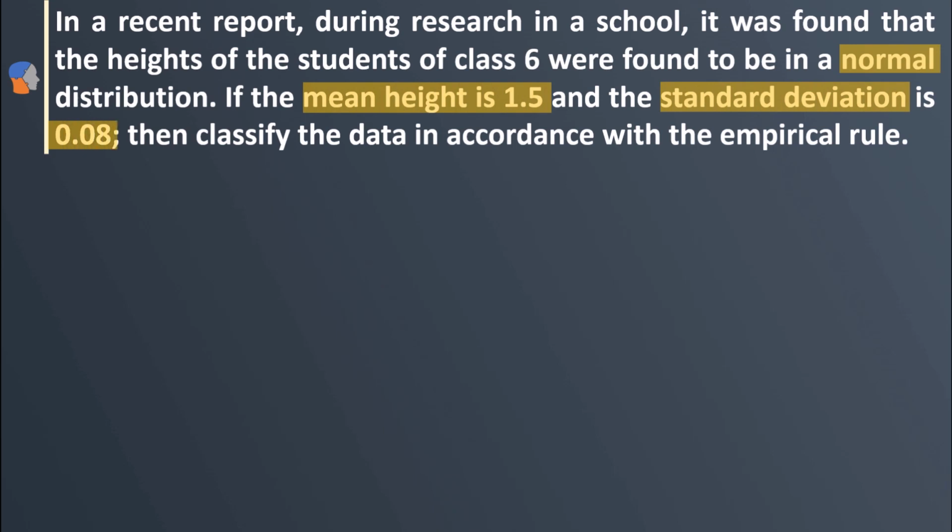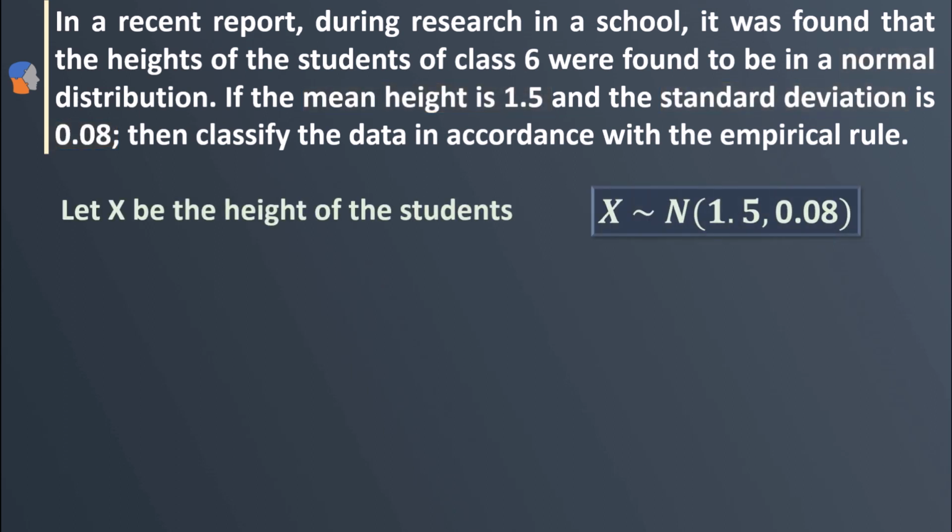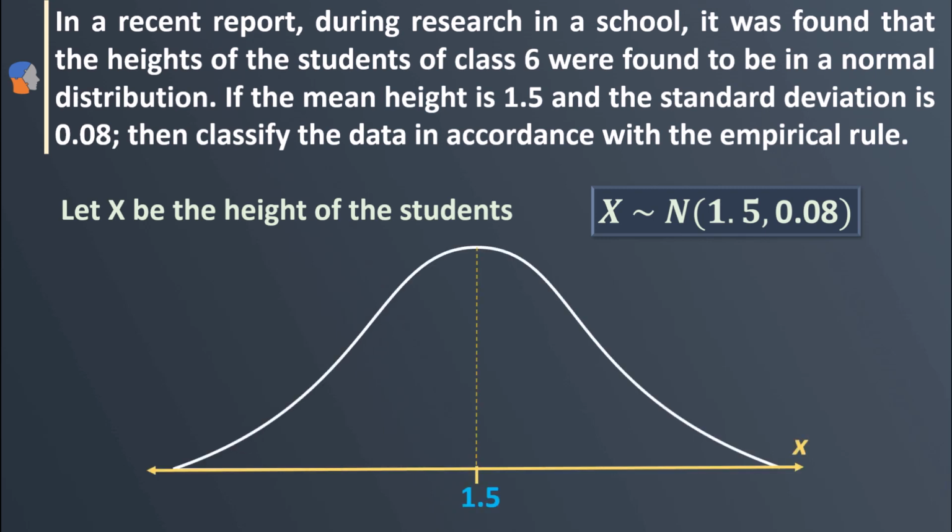Now let me define a random variable x to be the height of the student. Then we can say x has a normal distribution with mean 1.5 and standard deviation 0.08. According to this information, let me draw the density curve. You see here this density curve is symmetric about the mean, which is 1.5. How can we apply the first rule to this problem?